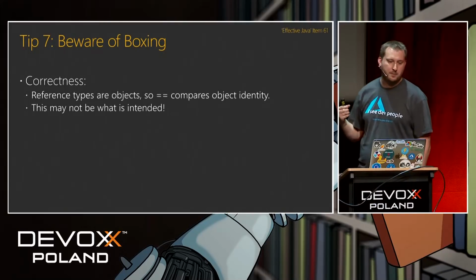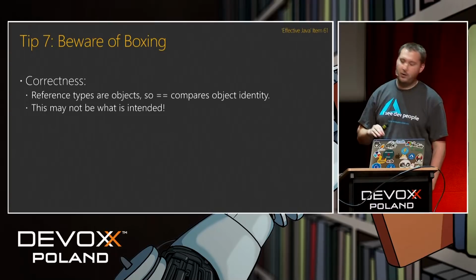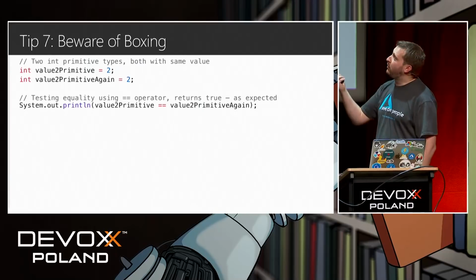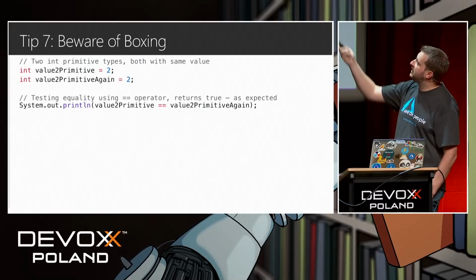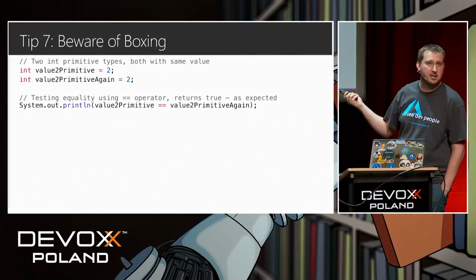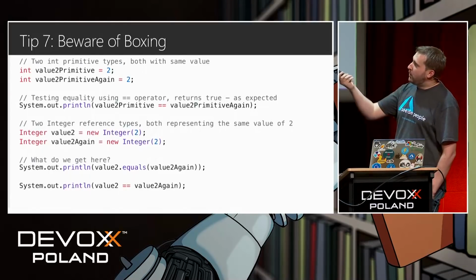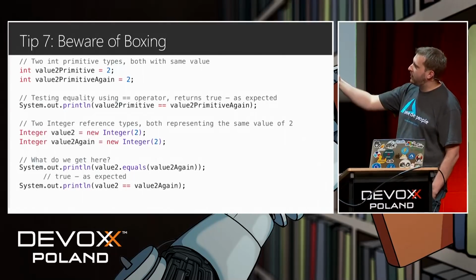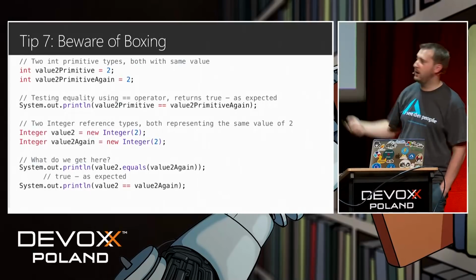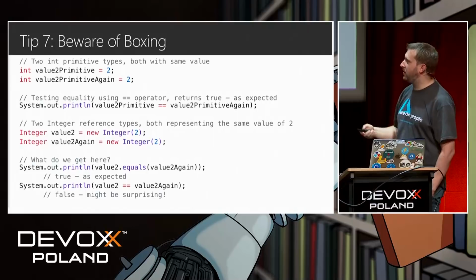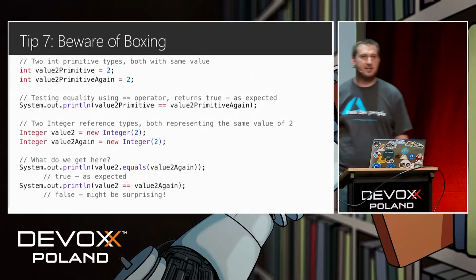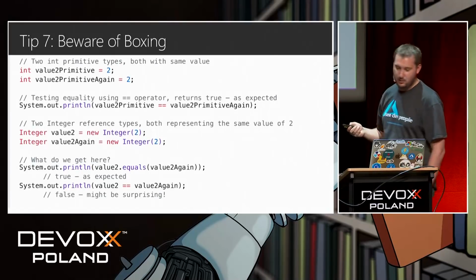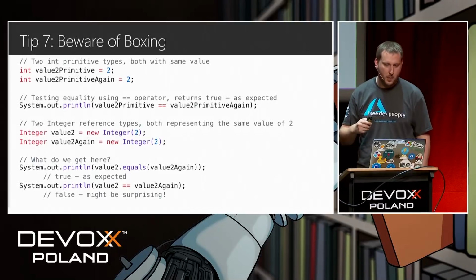Correctness being the first point. Reference types are objects, so the equality operator compares object identity. This may not be what's intended. Just to quickly go through this code: we've got two primitive ints here. They're both 2. The equality operator is going to return true, as you would expect. 2 equals 2. If we have two Integer reference types, both values of 2, the first one, value1.equals(value2), is true, as you would expect. But if you did value1 == value2, it's going to be false. And if you're not fully cognizant of the fact that you're using boxing and you end up with Integers rather than ints, this may be surprising to some people. You can end up with correctness problems.